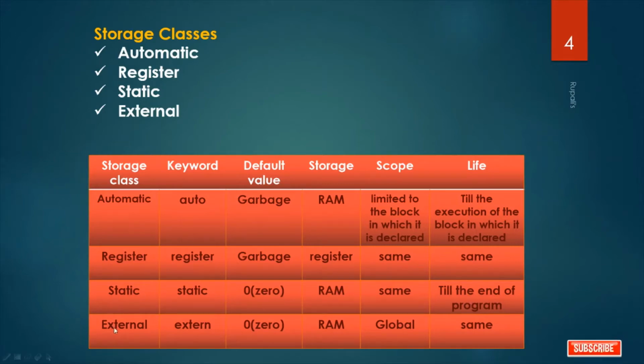And finally, external storage class. The keyword is extern and the default initial value is 0. Storage is also in memory, that is in RAM. Scope is global. Remember this thing, its scope is global, and life is as long as the program's execution does not come to an end. So these are the basic features of storage classes.